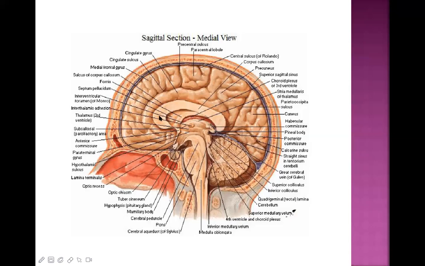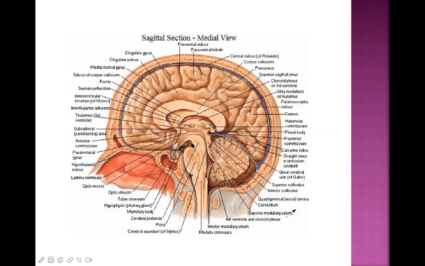This structure is called corpus callosum. It's a bundle of white matter which connects the cerebral hemispheres. Now this area, look at very carefully. This area is thalamus. Thalamus is called the relay center of the brain. Then this area is hypothalamus. Here is the pituitary gland. Sorry, this is optic chiasma, and here is the pituitary gland. Optic chiasma is right above the pituitary gland.